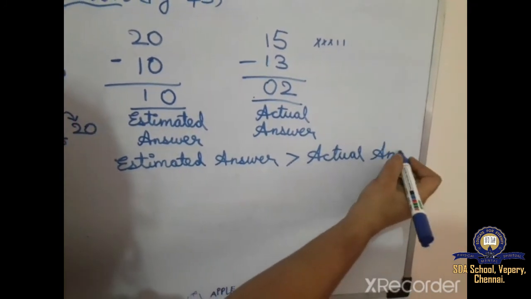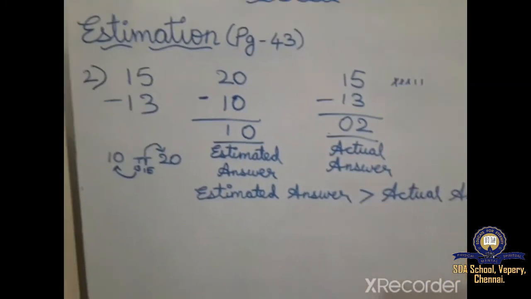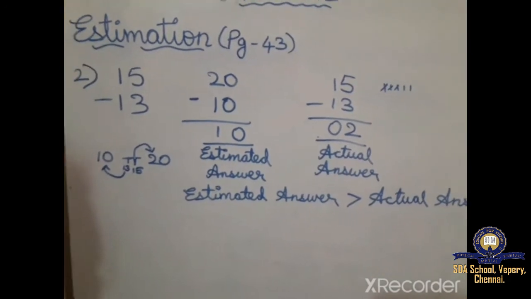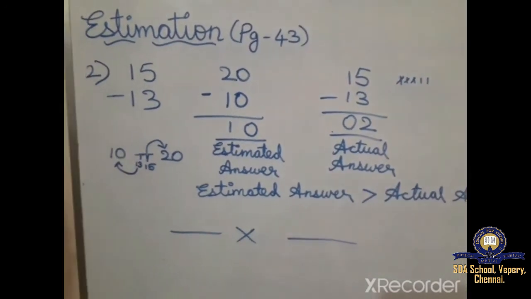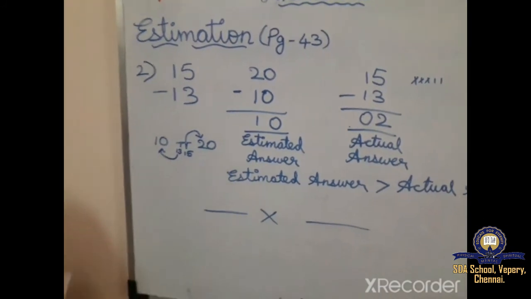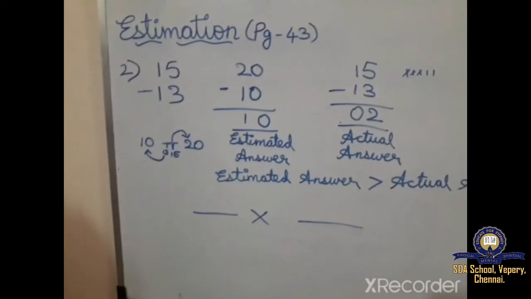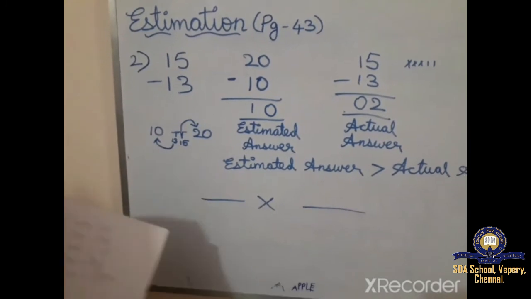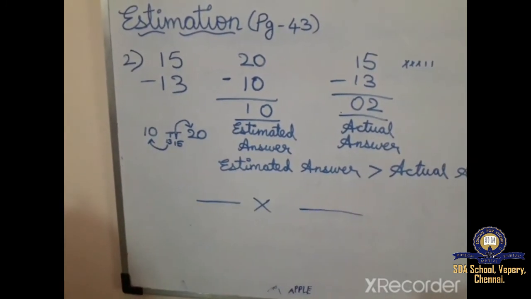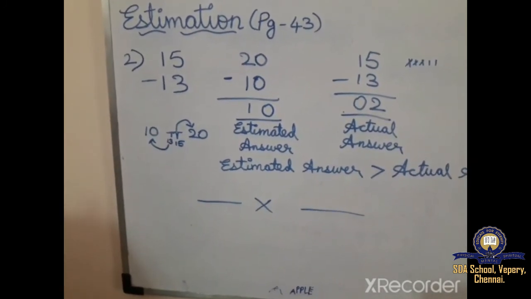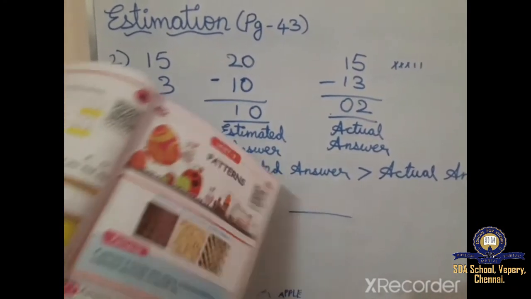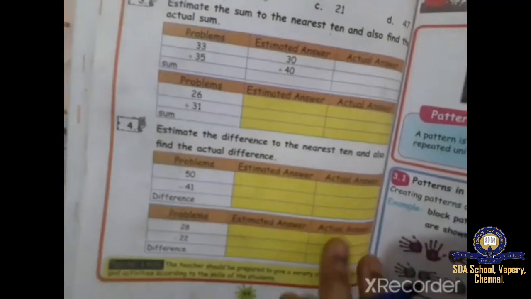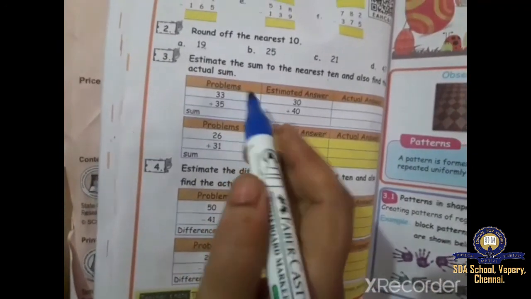Understood, children? With this we have finished our second lesson, that is numbers. Today's assignment is take page number 44. In page number 44, you have to do estimation sums.